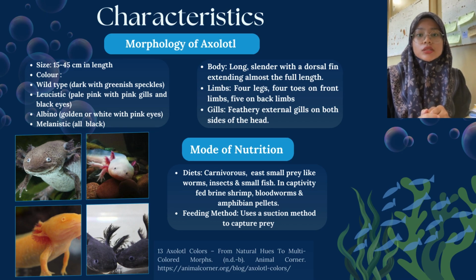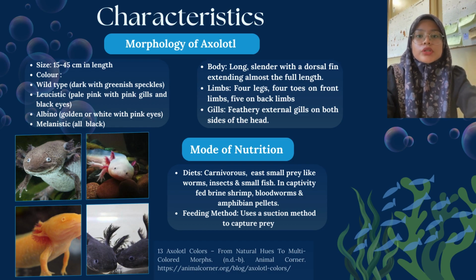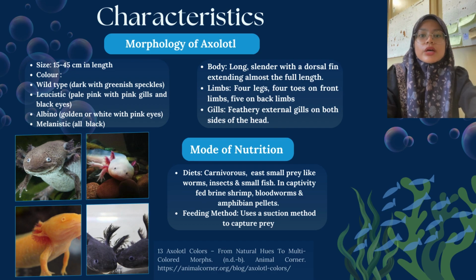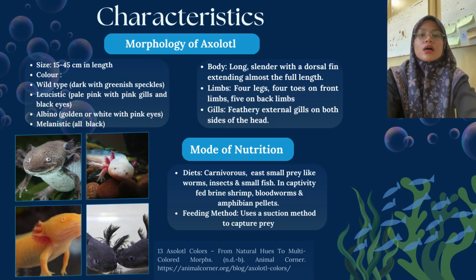Axolotls can be different colors, such as dark greenish with spots, which is the wild type axolotl; pale pink with pink gills and black eyes, which is the leucistic axolotl; golden or white with pink eyes, which is the albino axolotl; or black, which is the melanistic axolotl. Other than that, they have a long slender body with a fin along their backs. They also have 4 legs, where each front leg has 4 toes and each back leg has 5 toes. Moreover, one of the most interesting parts of an axolotl is its feathery gills that stick out from the sides of its head, which also contribute to their adorable appearance.